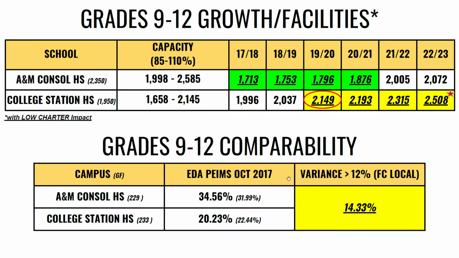The bottom part is the comparable composition. This is from the fall PEIMS submission we submit October 2017. Consolidated had 34.56% of the students free and reduced lunch in College Station High School at 20.23 for a variance, or a difference, of 14.33. If you remember, I did some additional math. The GF stands for if I took into consideration the students that grandfathered and the impact it had on those particular percentages. FC Local uses a threshold of 12%. So it was this data that drove us to the realization we need to revisit how we currently have our boundaries for our high school.